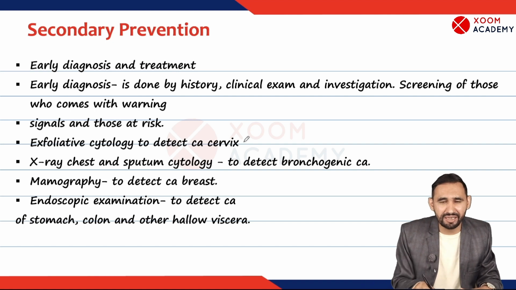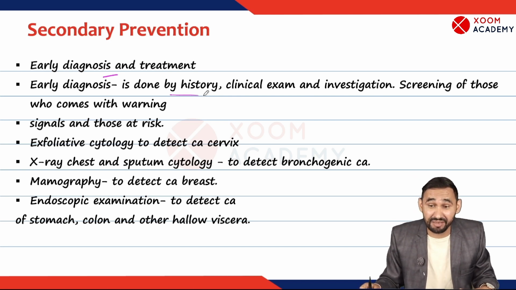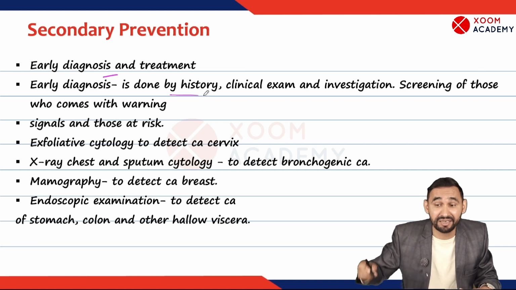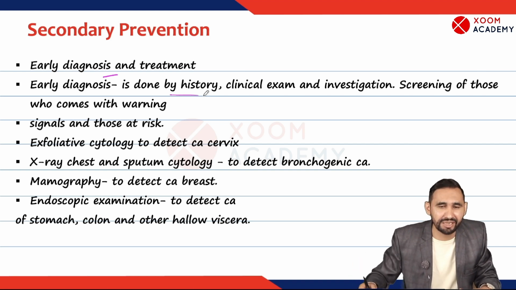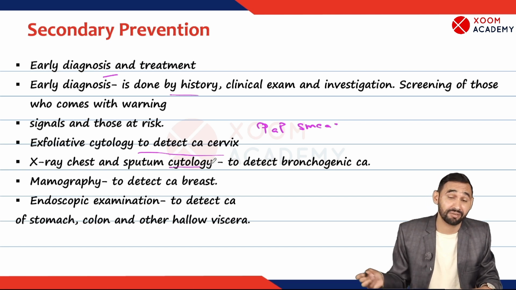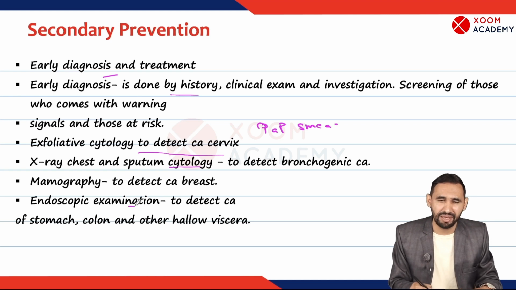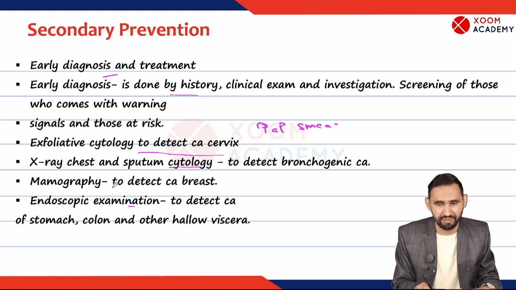What is cancer prevention? Early diagnosis and treatment. How is early diagnosis done? By history. If someone has a family history, or a history of consistent or persistent pain, persistent cough, or a lump, they should be screened and diagnosed. Cytology detects CA cervix, or CA cervix can be detected by pap smear. These are screening and diagnostic tests, along with X-ray in case of cancer, endoscopic examination, breast examination, and mammography to detect CA breast.